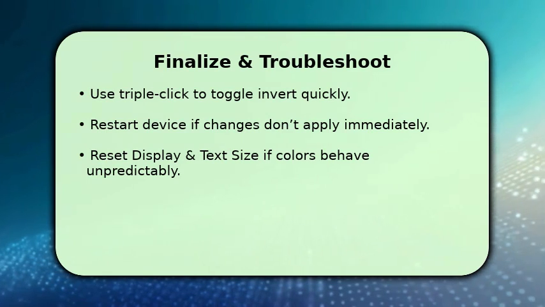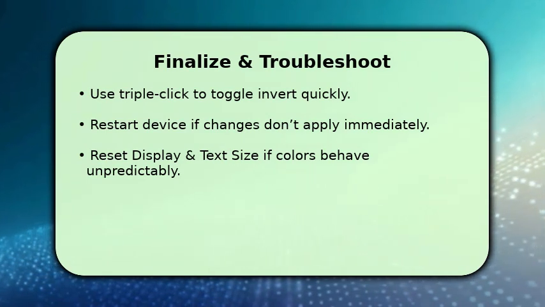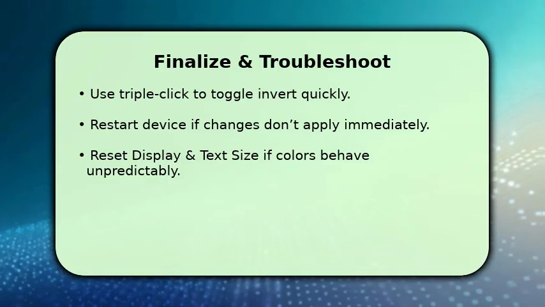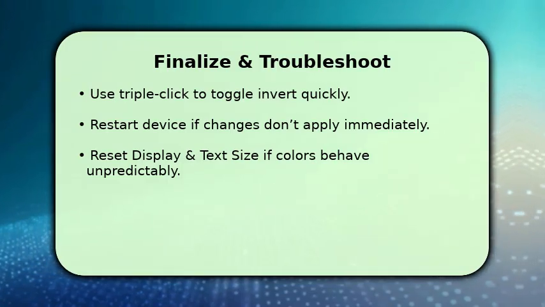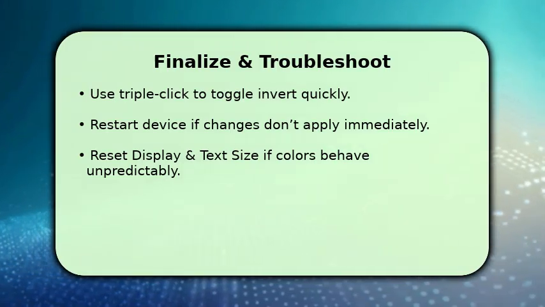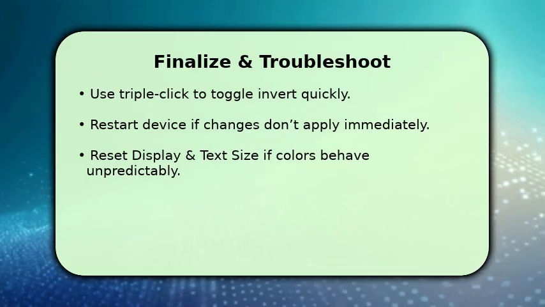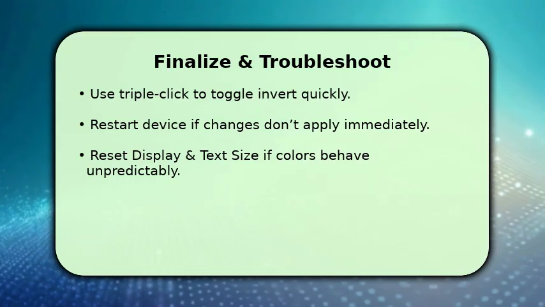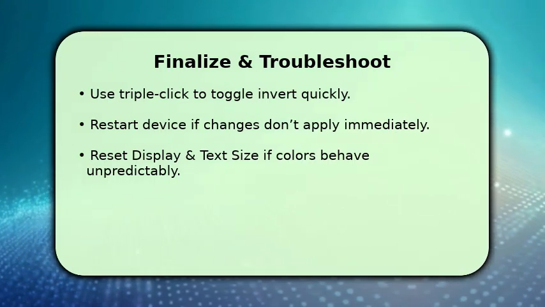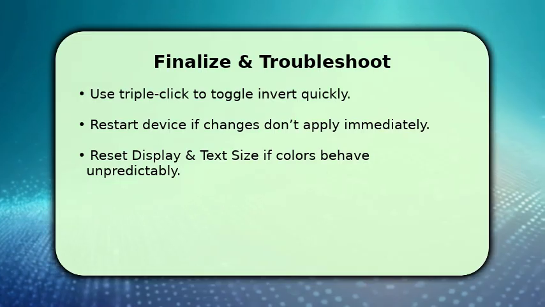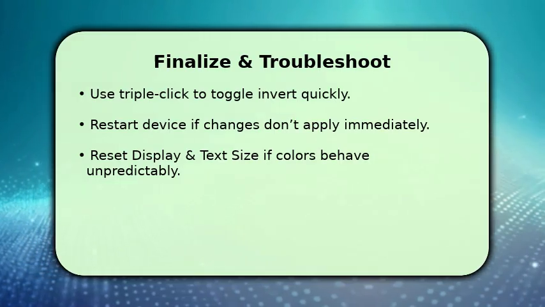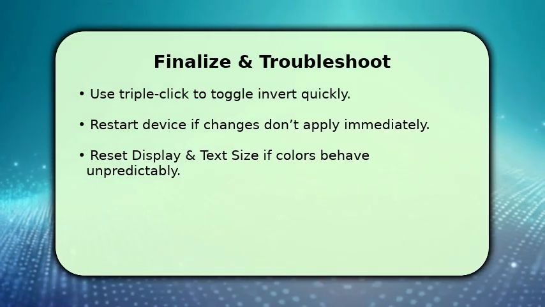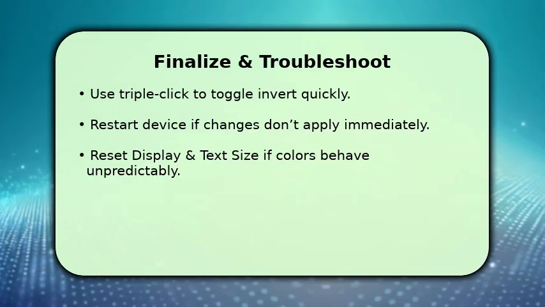If the colors don't change right away, restart your iPhone. A reboot often resolves display caching issues. If specific apps display wrong colors, return to Display and Text Size and Reset Settings, or switch between Smart Invert and color filters to find the best compatibility. If problems continue, make sure iOS is up to date before contacting support. Outdated software can cause inconsistent behavior.